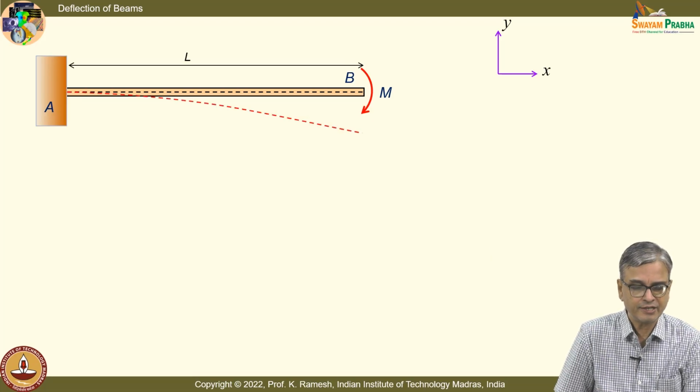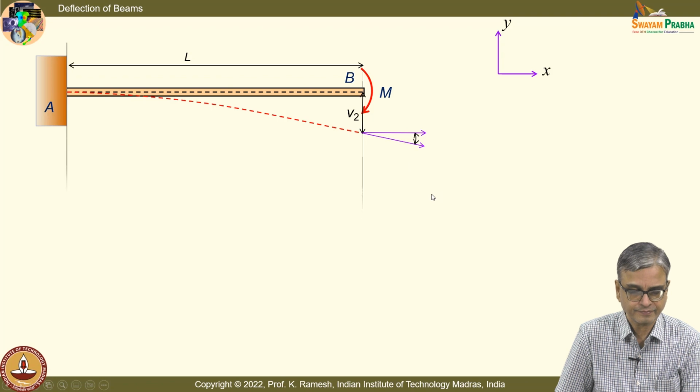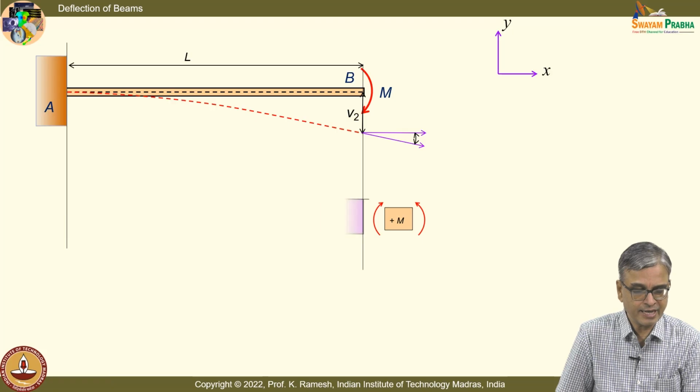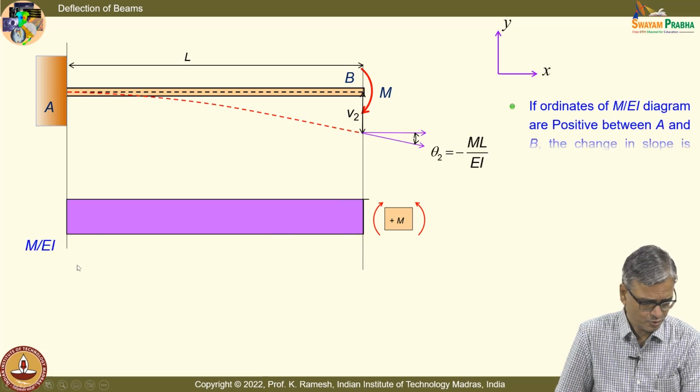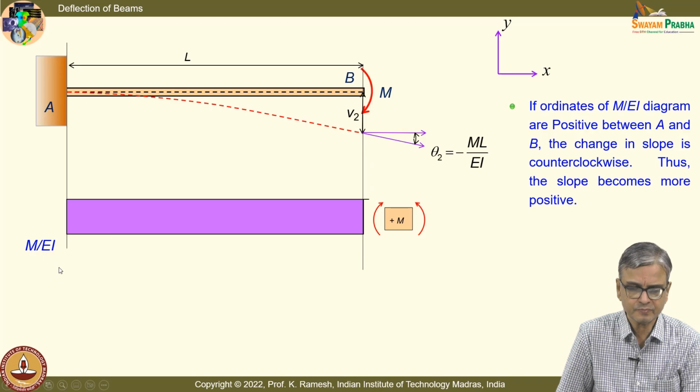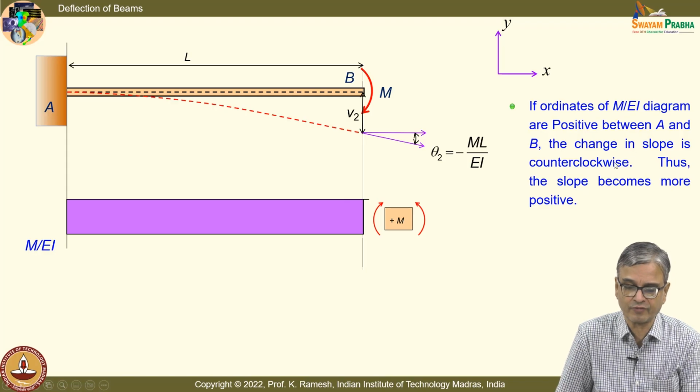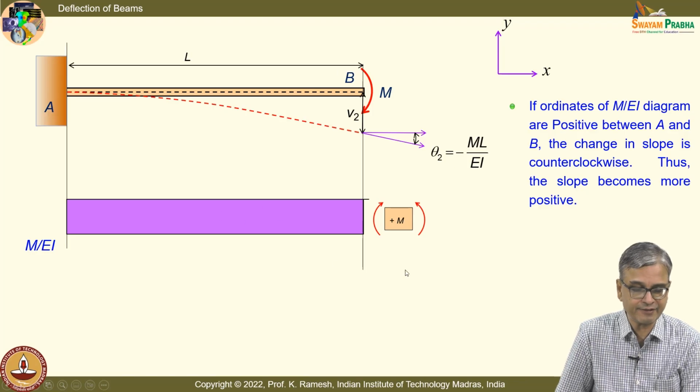First I draw the anticipated deflection curve for us to have a visualization, and I put this as deflection V2 and this as theta 2, and your bending moment diagram and M by EI diagram are similar. You only do the scaling. Here again I remind you that if ordinates of M by EI diagram are positive between A and B, the change in slope is counterclockwise, thus the slope becomes more positive. Here I have this bending moment diagram is negative, okay.